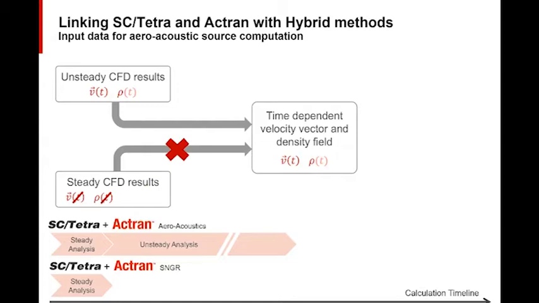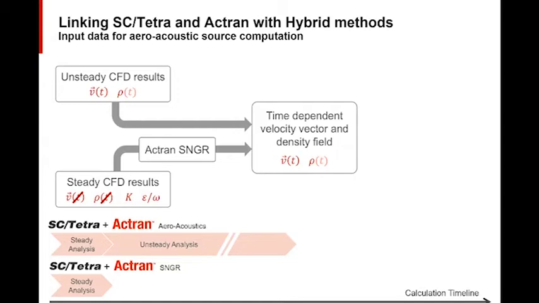So once we have these time-dependent velocity and density fields available, Actran will compute the aeroacoustic sources. These aeroacoustic sources can be visualized in Actran, which is already a very interesting indication of the locations where the noise is generated. You can have an indication of the locations where maybe the design should be adjusted. So this is the first thing. We have our aeroacoustic sources, which are on the CFD mesh.